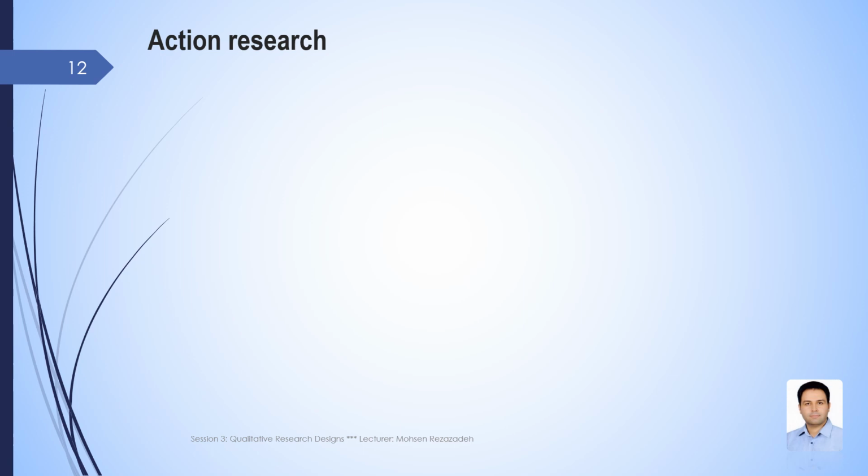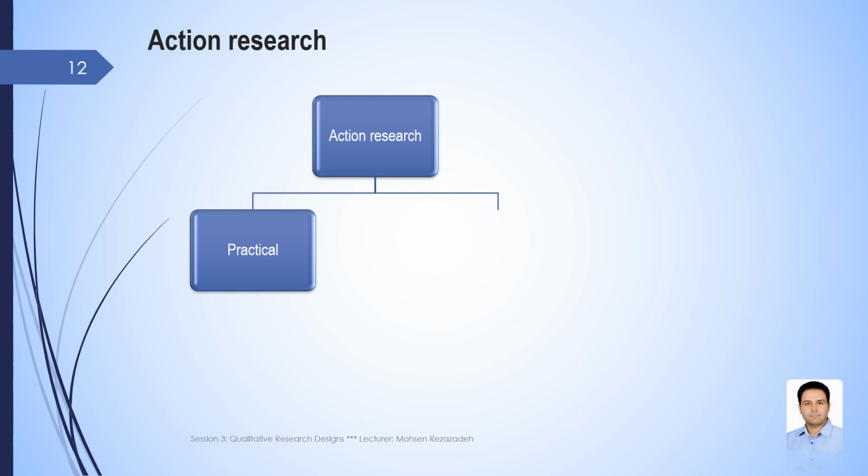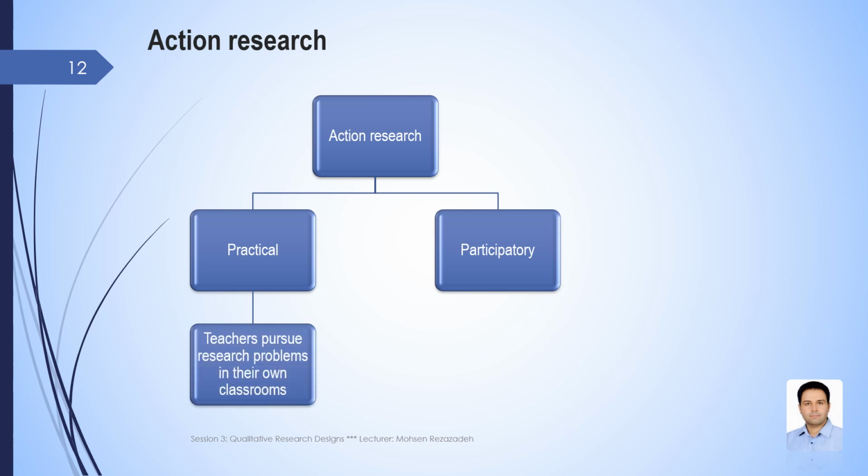Mills 2011 identified two major types of designs, such as practical action research and participatory action research. Using practical action research, teachers pursue research problems in their own classrooms in order to improve their students' learning and their own practices. In doing so, they form teams that consist of teachers, students, educators, counselors, and so on, in order to solve the practical everyday problem of education. So this is why we call it practical, because teachers want to solve their problems, and that's all. This is the final aim, to solve the everyday problem of their classroom or education.